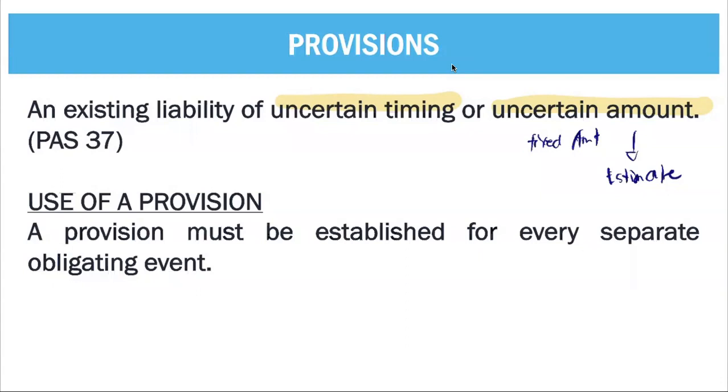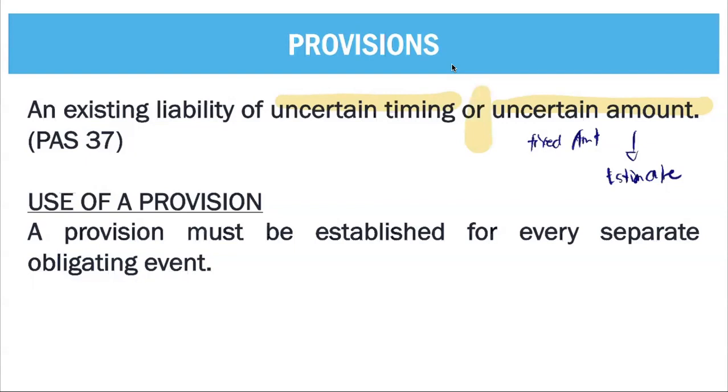The nature of provisions is still a liability. However, it is uncertain as to timing because we need to know the occurrence or when it will occur, and it has an uncertain amount because we only estimate its value. So either uncertain timing or uncertain amount. Take note of the conjunction used. We use the conjunction "or": uncertain timing or uncertain amount.